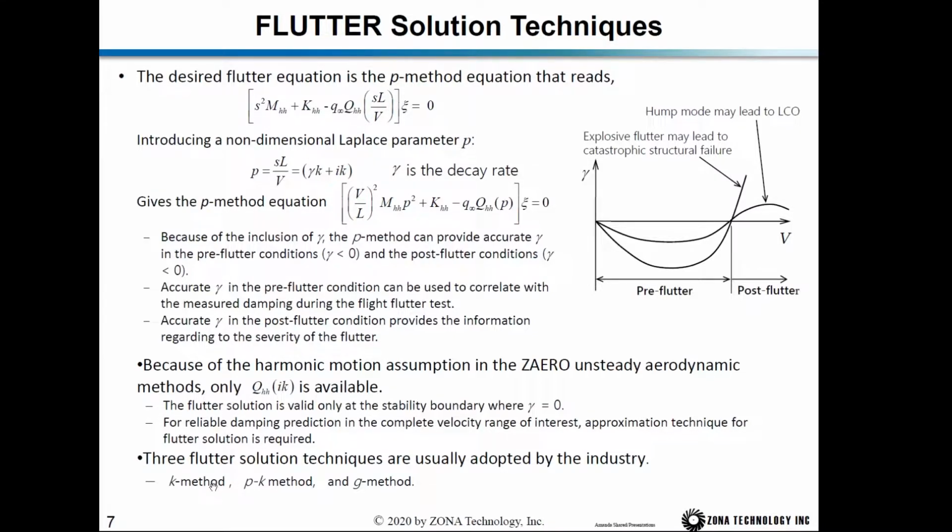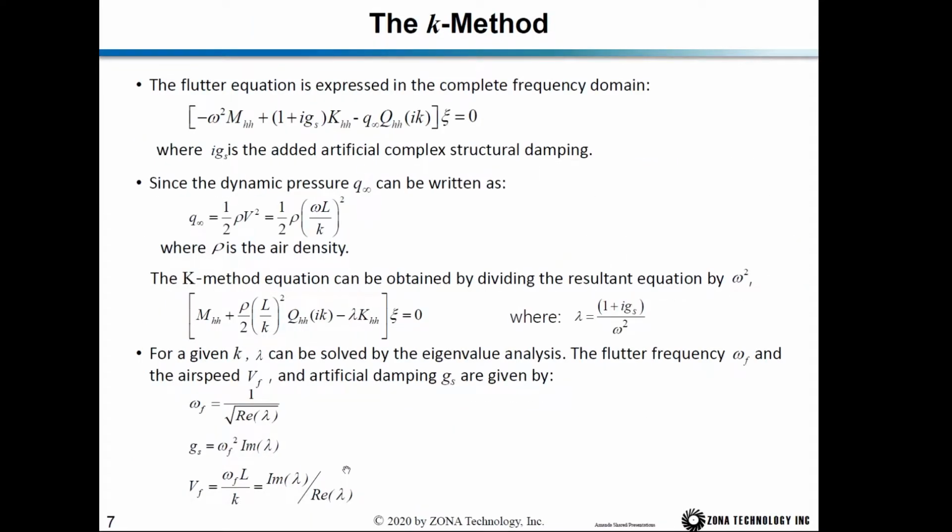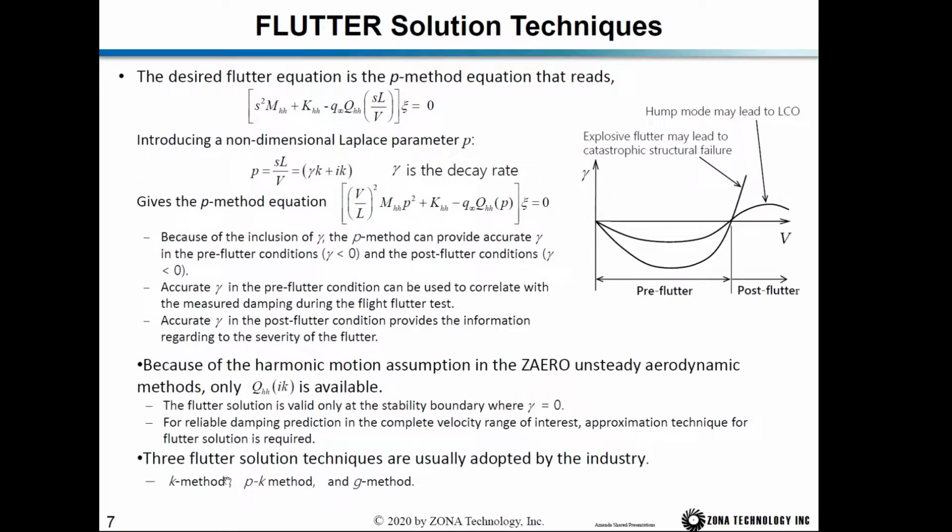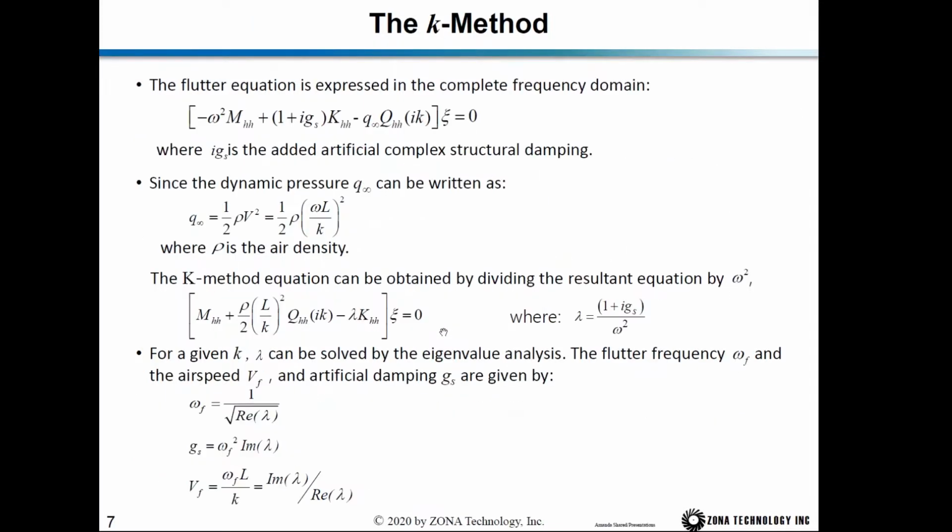The first one is called K method, the second one is called PK method, the third one is called G method. First of all, these methods will give you the same Flutter speed where gamma equals 0. So you will find out when gamma equals 0, all three methods become the same equation. The difference of those three methods is in the damping value in the pre and post Flutter condition.